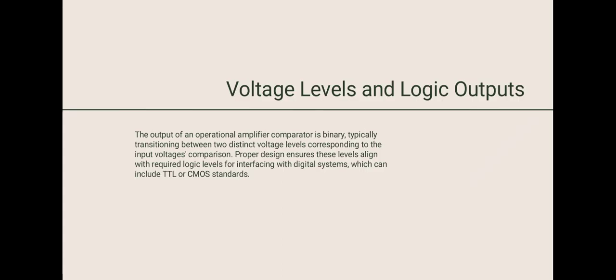Voltage level and logic outputs. The output of an operational amplifier comparator is binary, typically transitioning between two distinct voltage levels corresponding to the input voltage comparison. Proper design ensures these levels align with required logic levels for interfacing with digital systems, which can include TTL or CMOS standards.